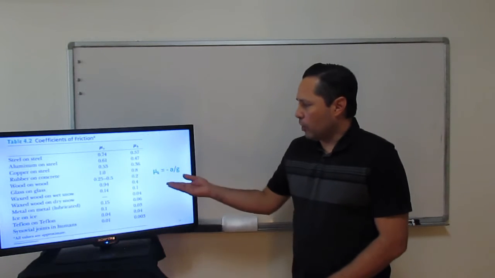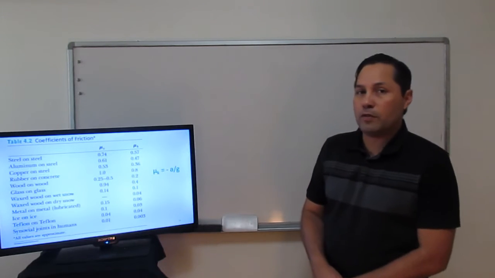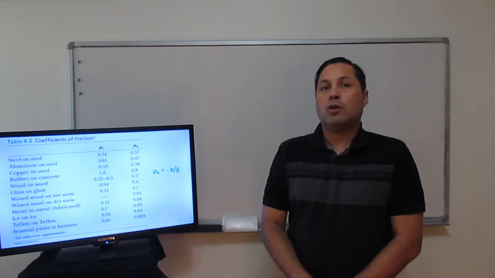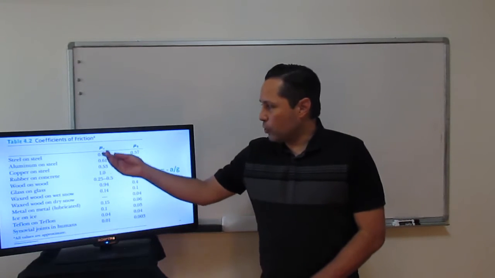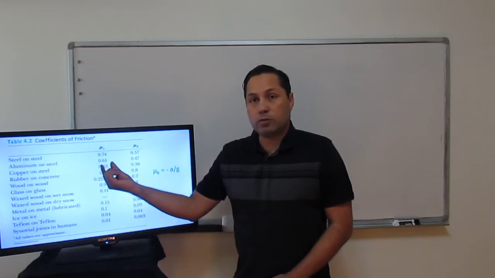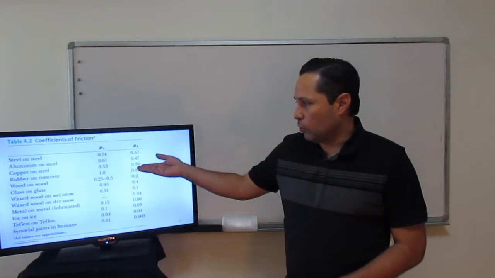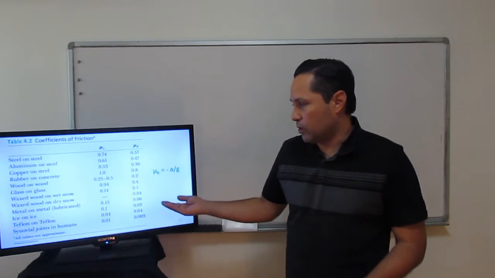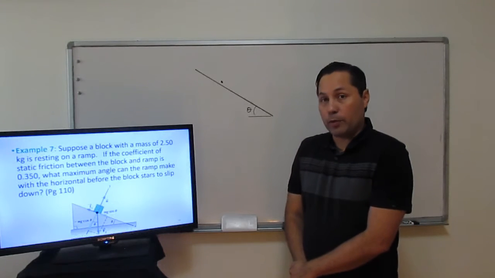Okay, an additional formula I also wanted to bring up is that the constant for kinetic friction can also be found by dividing acceleration over gravity. Alright, now here are some values for static friction and kinetic friction, and as I mentioned earlier, static is greater than kinetic. So there you have steel on steel, aluminum on steel, all the way down to Teflon on Teflon. In example 7, they ask the following question.